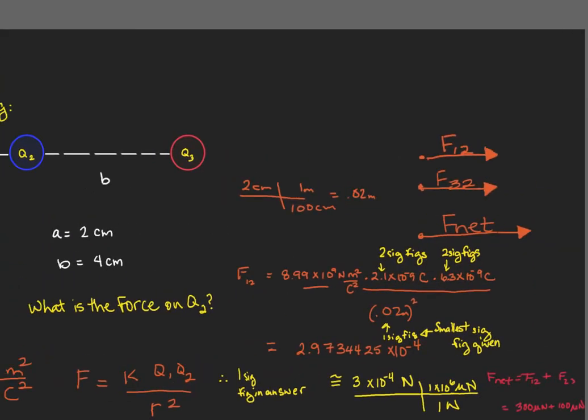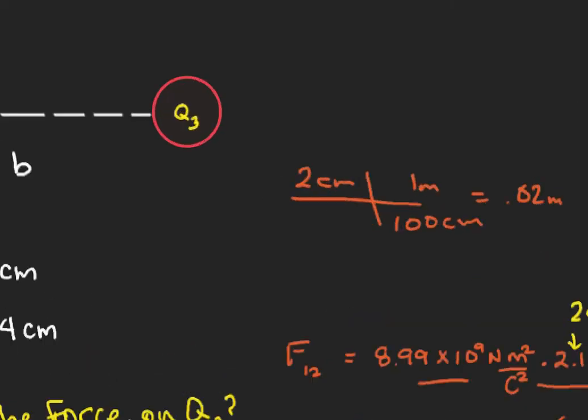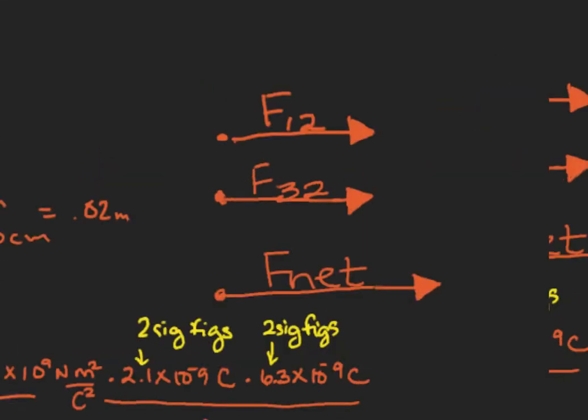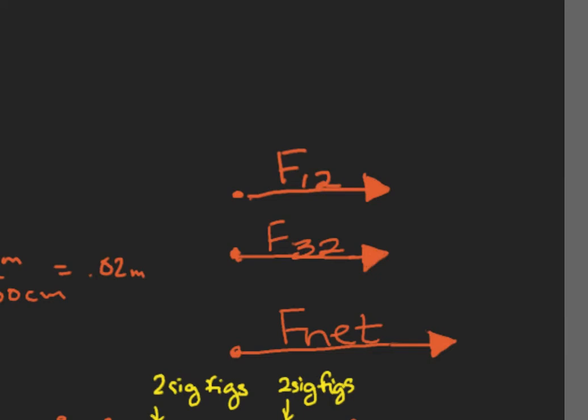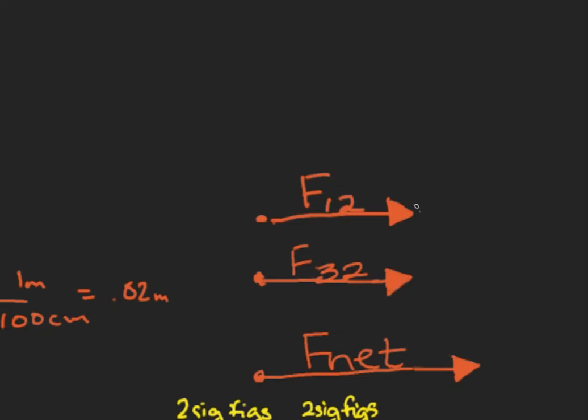So 1, 2 is pushing that way. 3, 2 is pulling that way, so F net is that way.